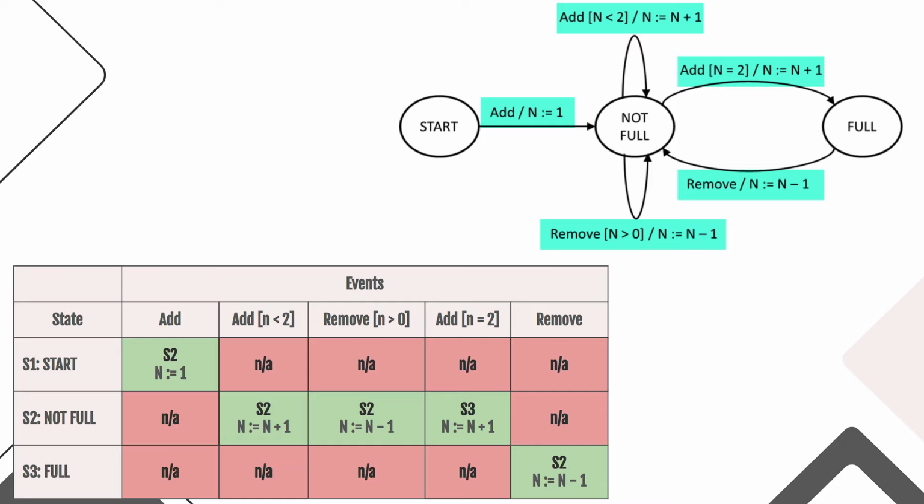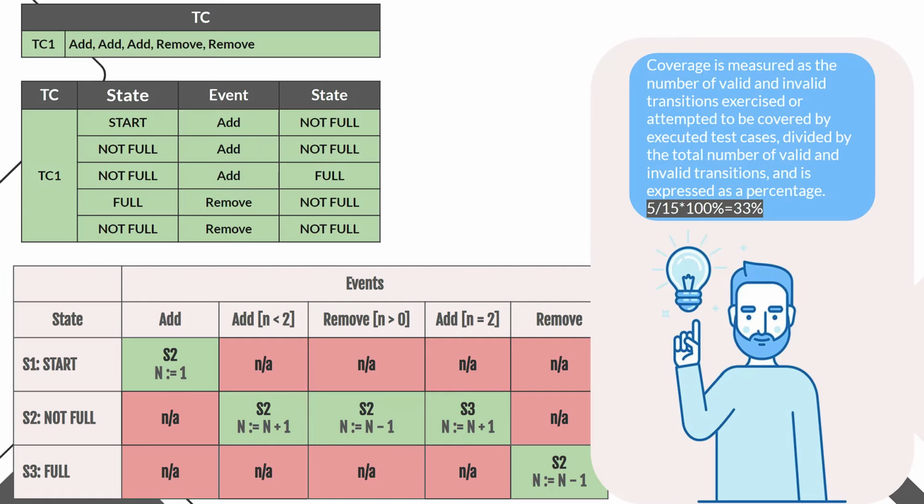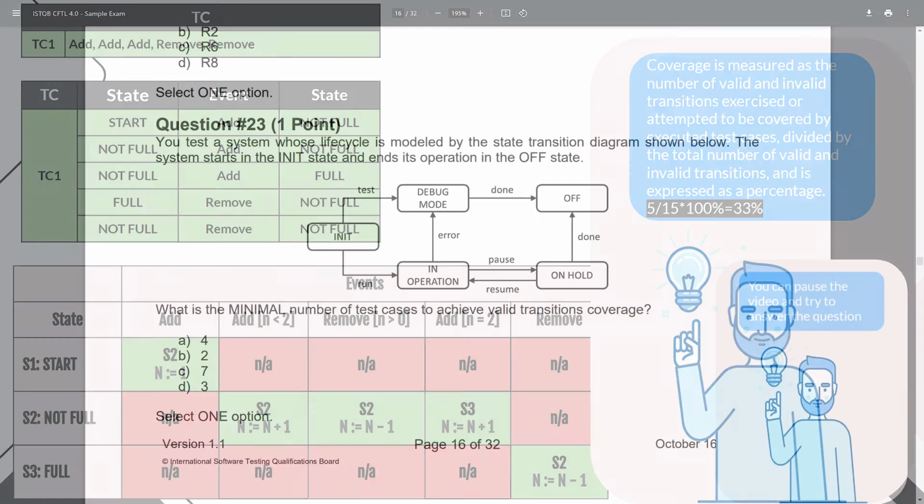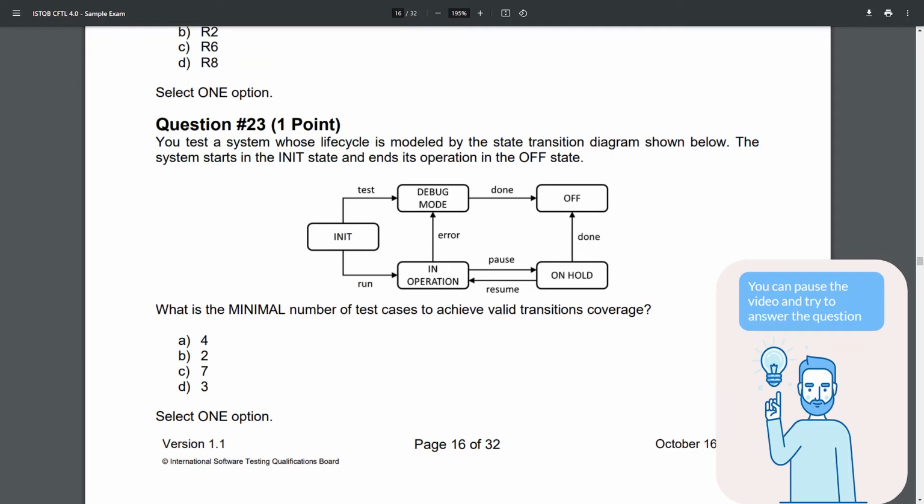Coverage is measured as the number of valid and invalid transitions exercised or attempted to be covered by executed test cases, divided by the total number of valid and invalid transitions, and is expressed as a percentage. For example, the same test case that covers all valid transitions and reaches 100% valid transition coverage covers only 33% of all transitions. After all, there are 5 valid and 10 invalid transitions. That's all. We have considered everything related to the state transitions testing question in exam sample B.